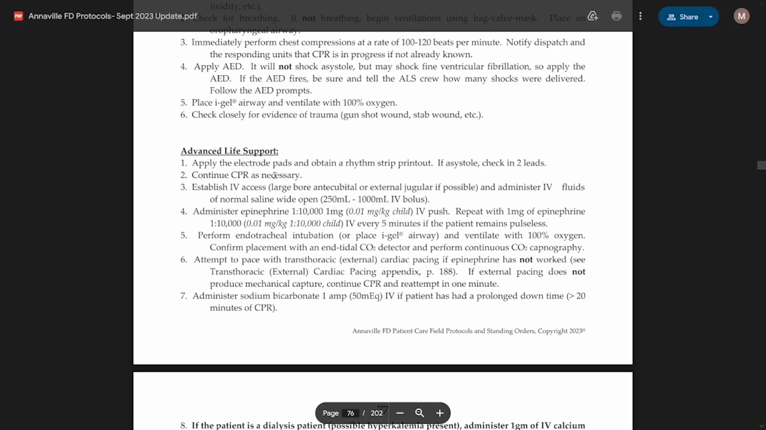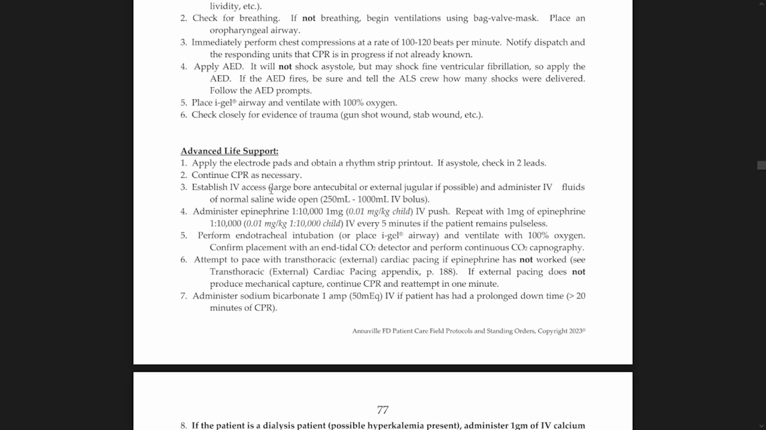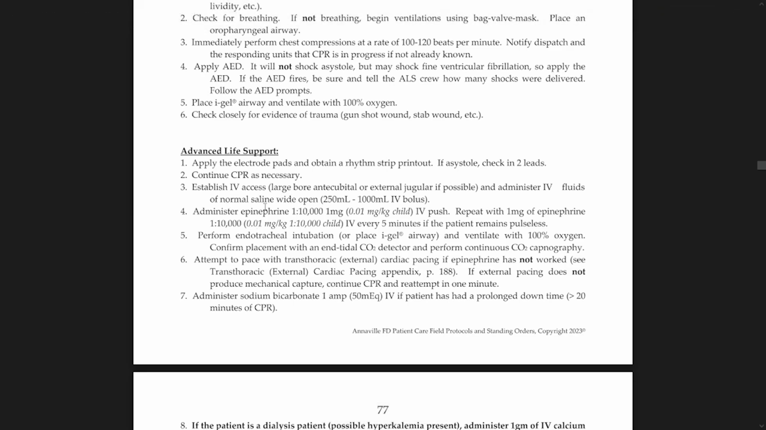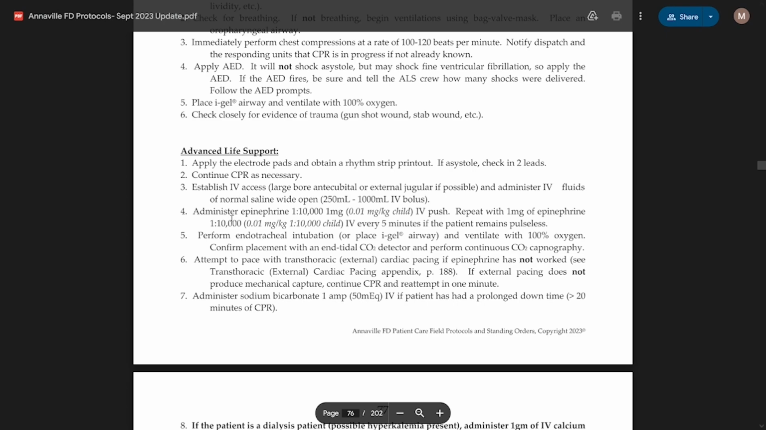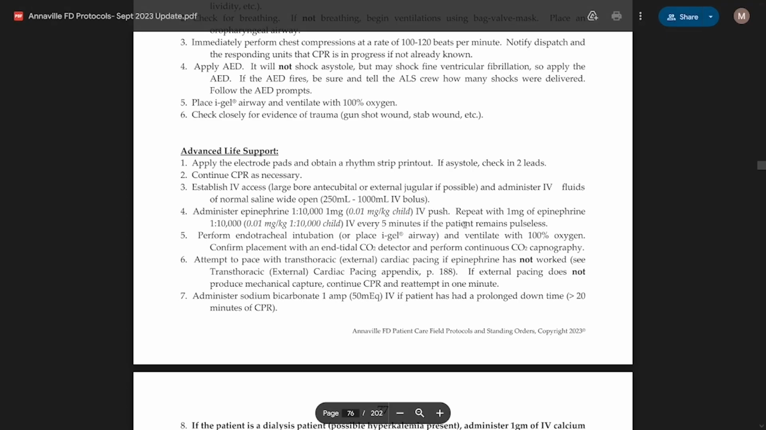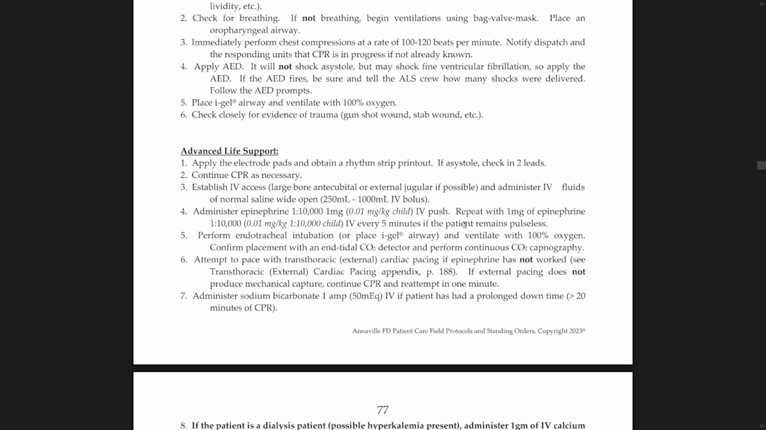Continue CPR as needed, and establish IV access, a large bore AC or external jugular one if possible, and administer IV fluids of normal saline wide open. Administer epinephrine 1 to 10,000 at 1 milligram or 0.01 milligram per kilogram IV push, and repeat 1 milligram of epinephrine at 1 to 10,000 or 0.01 milligram per kilogram IV every 5 minutes if the patient remains pulseless.